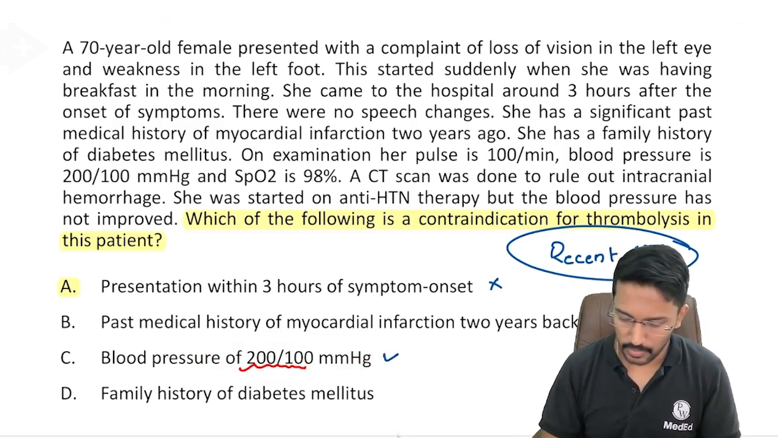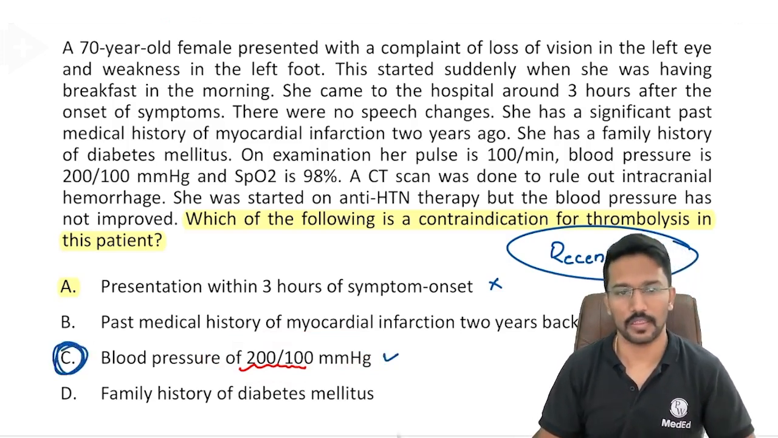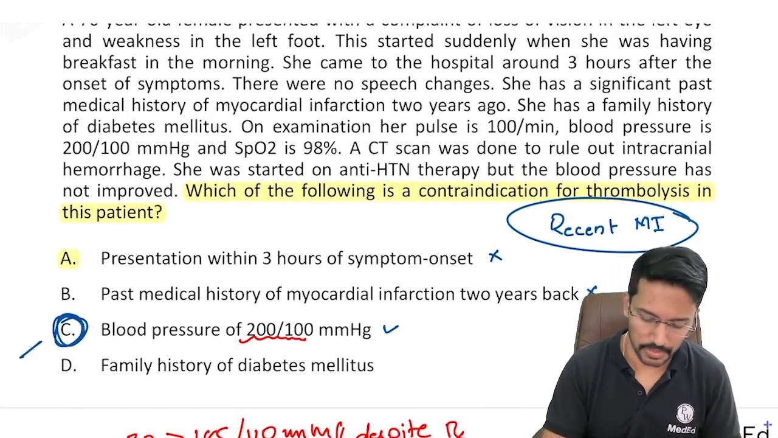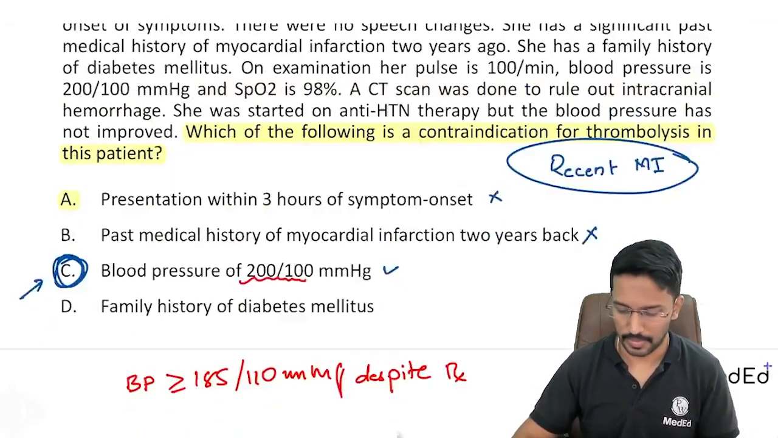And they're asking which of the following is a contraindication. So I hope we found our answer here. Option C would be the answer. Family history of diabetes, obviously not a contraindication. So I will stick to option C as the answer. Remember that. Okay. Thank you.